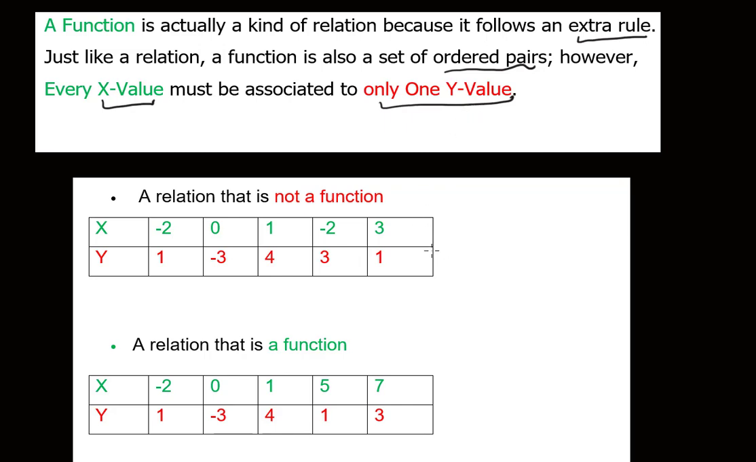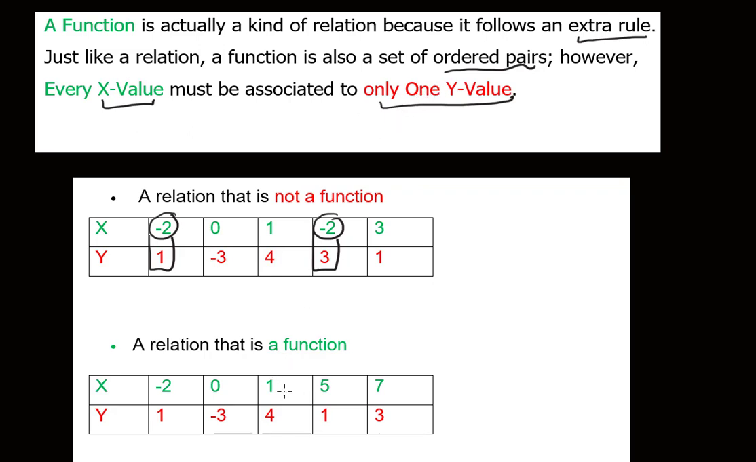So let's look at one set of ordered pairs that is a function and one that is not. As you can see, the x values should be unique, but we see x equal to -2 and then another x equal to -2. So the question we ask is, does -2 associate with one value? We can see this one is associated with 1, but this one is associated with a different number. That's why this relation is not a function, because every x value must be associated with only one y value.